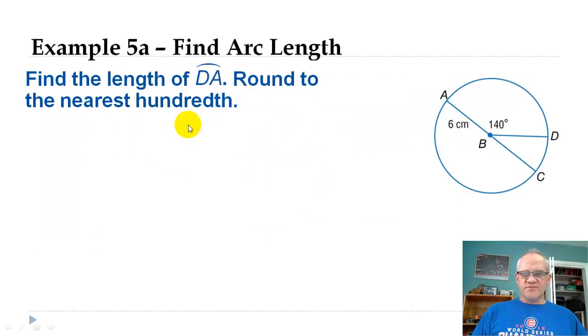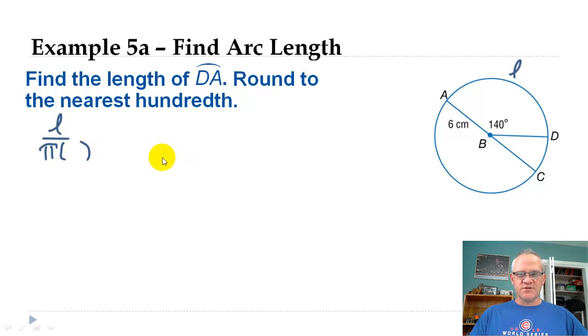All right, find the length of DA. Here's DA, what we're trying to find, and so that's our L. I'm going to set up this proportion for the length of DA over, remember, the total length, which is the circumference, or pi times diameter. I'm going to leave a spot here because, what's the diameter? That's what we have to figure out. A to B is 6. That's the radius. So the total diameter would be 6 plus 6, which is 12.